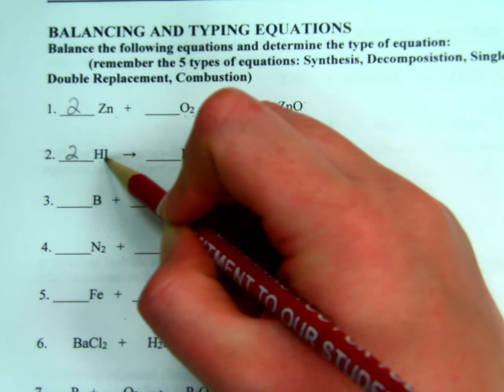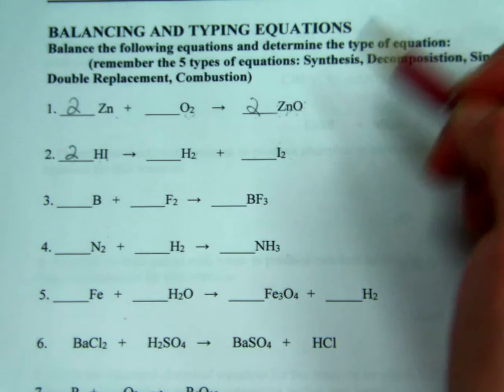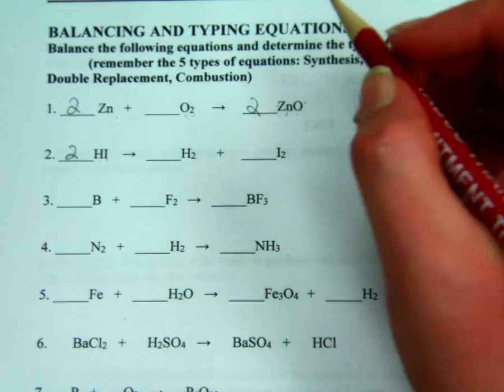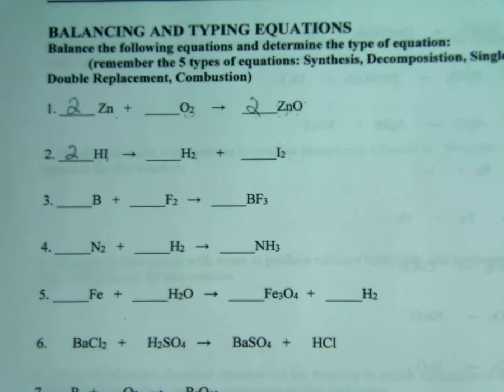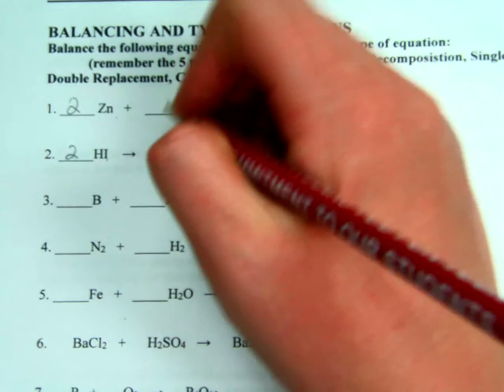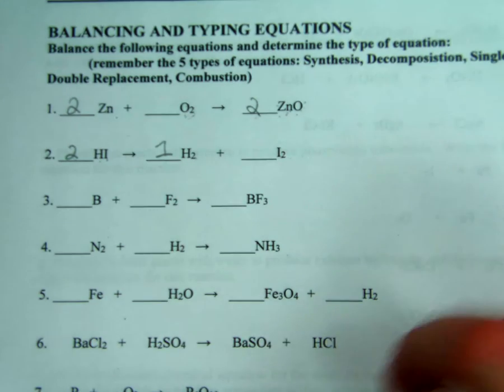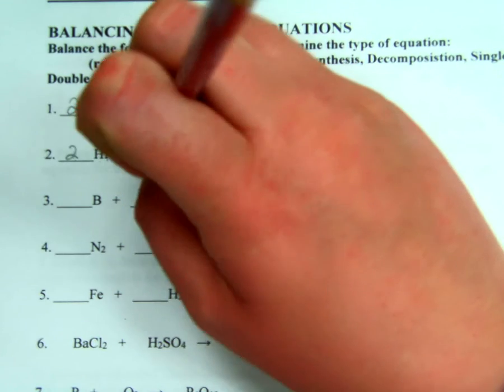Then I take a look. I now have 2 iodines on this side. Well, I have 2 iodines on this side. So now we're balanced. Remember, when you leave no coefficient, the implied coefficient is 1. However, it's redundant to write it because it is implied.